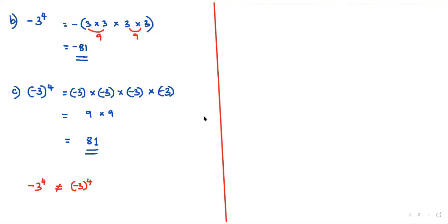Let's look at part D. For part D, we have 2 out of 3 to the power of 4. Now, 2 out of 3 to the power of 4 means that we are having 2 out of 3 times 2 out of 3 times 2 out of 3 times 2 out of 3. You understand that? 4 times. Yes. Now, this means that we are having 2 times 2 times 2 times 2 out of 3 times 3 times 3 times 3. Okay?